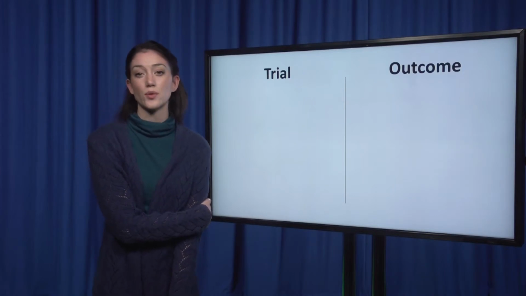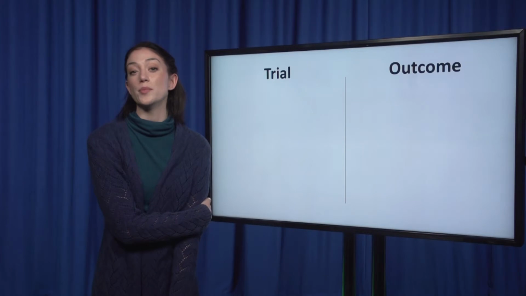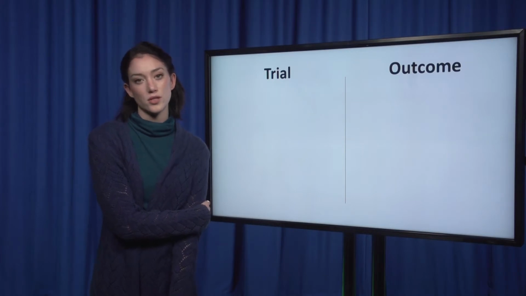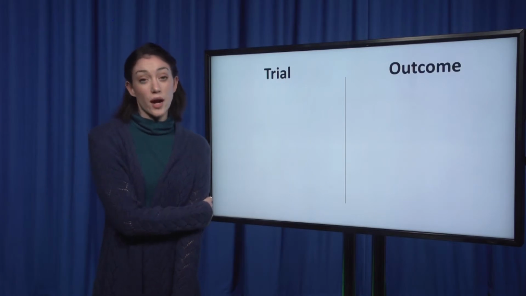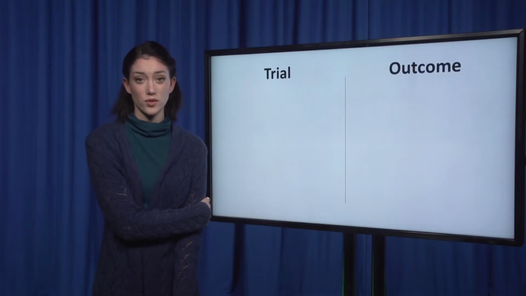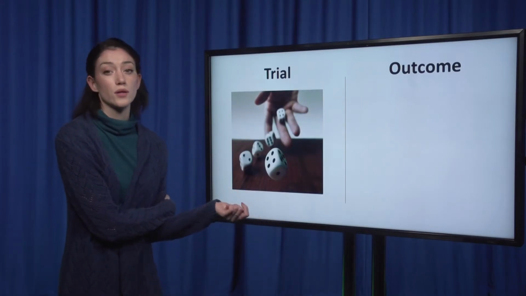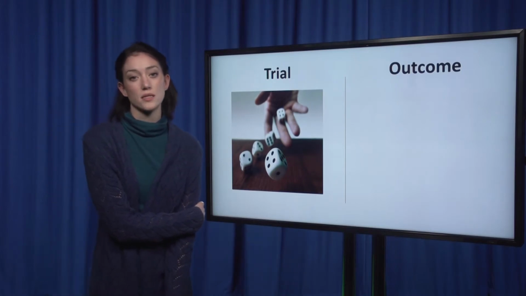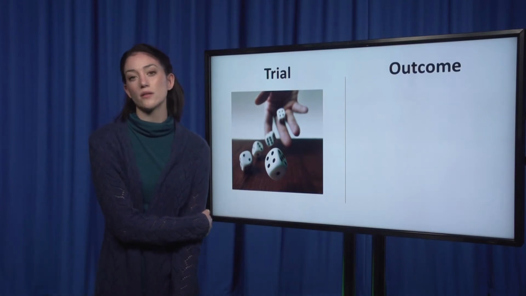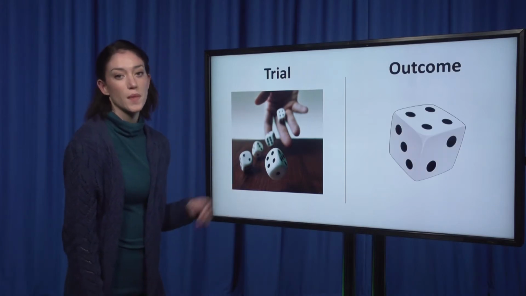Today, I will help you understand how to answer questions like this one. This is called binomial probability. First, you need to understand trials and outcomes. A trial is something you do. For example, you roll a die. An outcome is what happens on the trial. For instance, if you roll a die, the outcome could be that you rolled a 4.